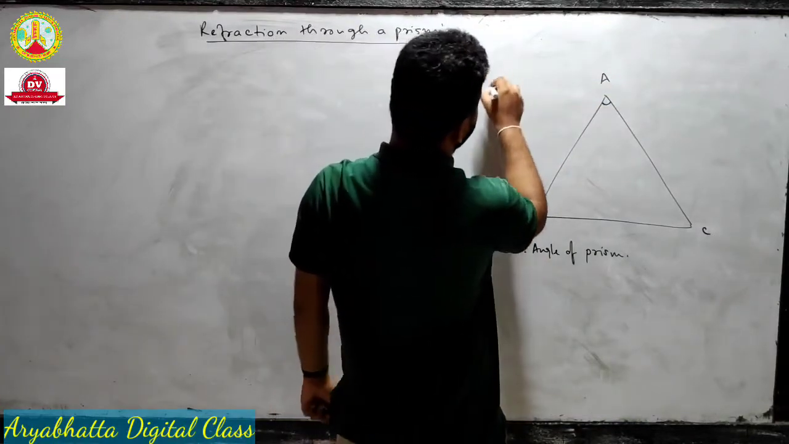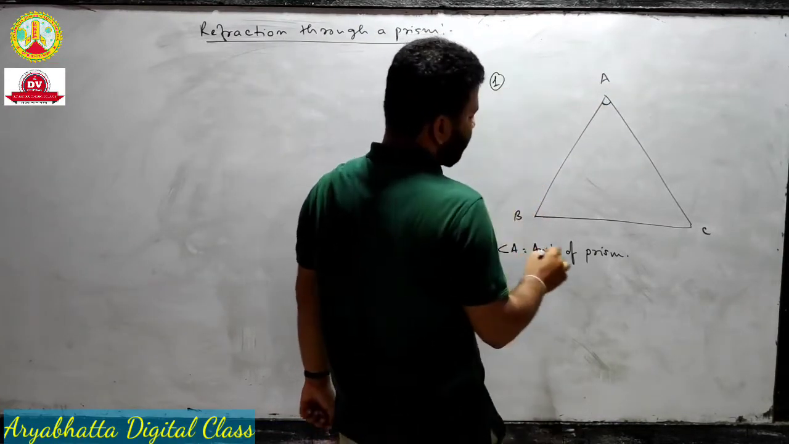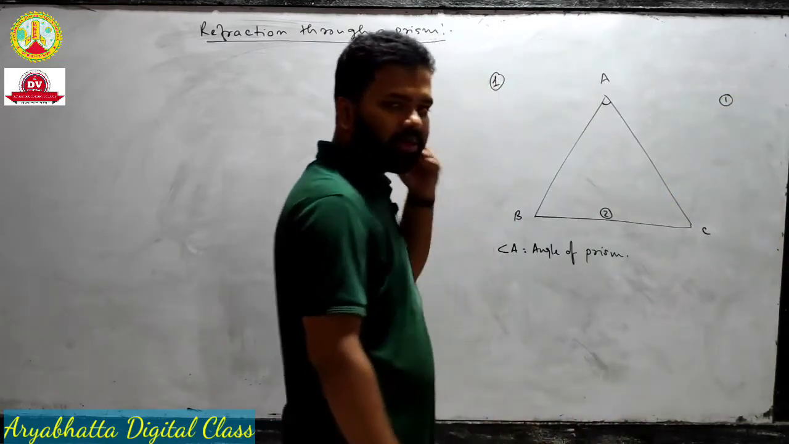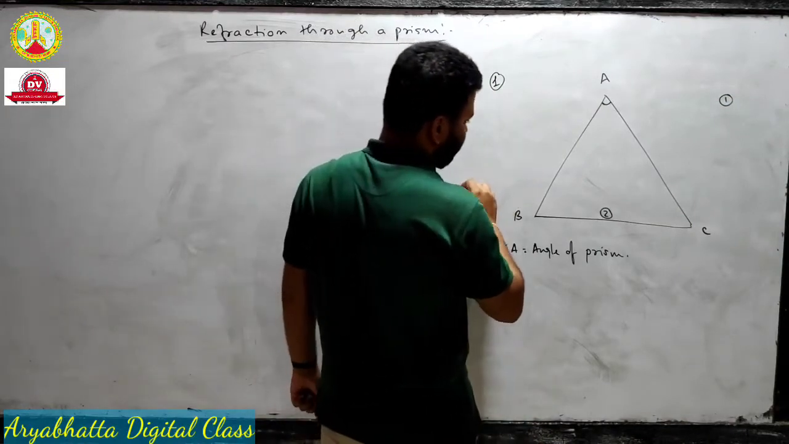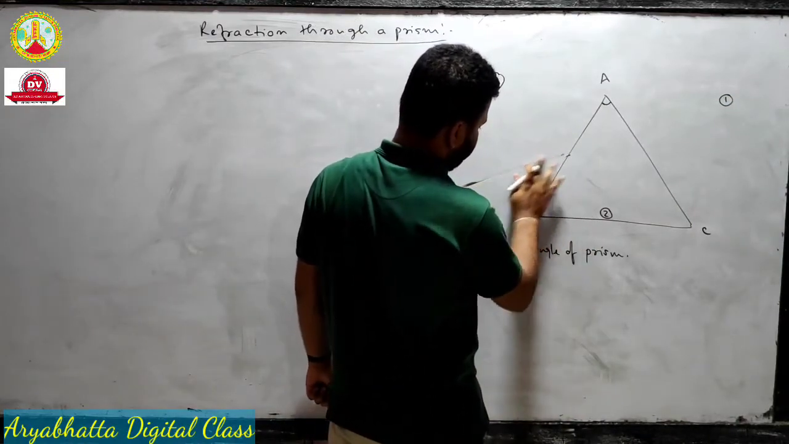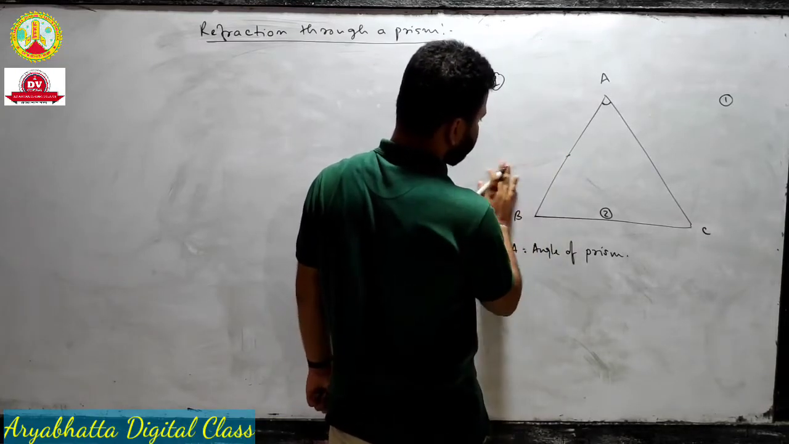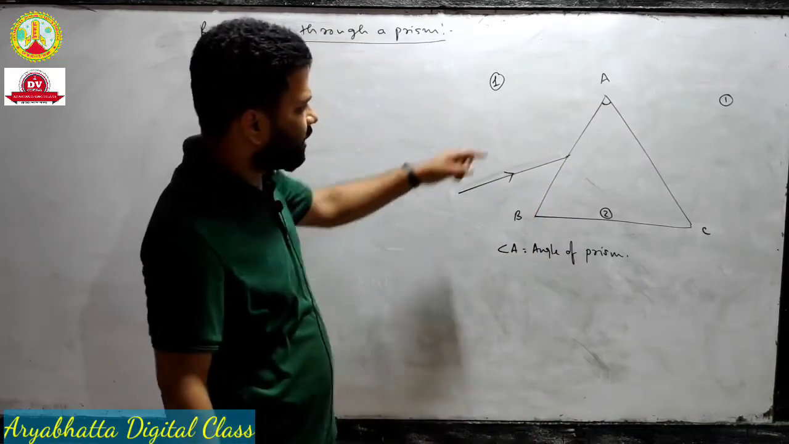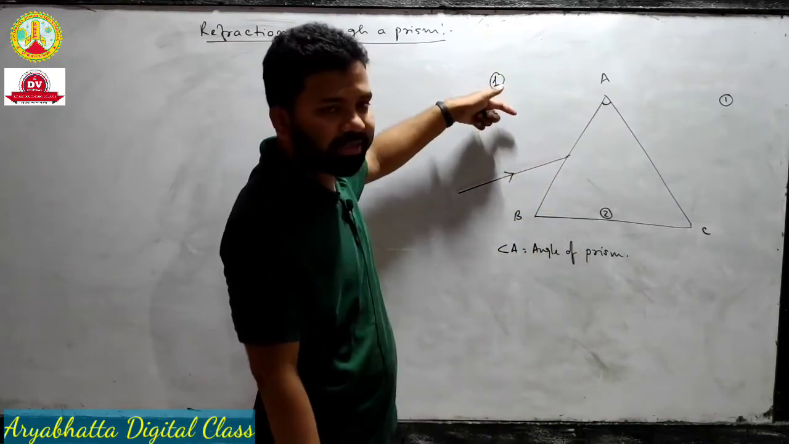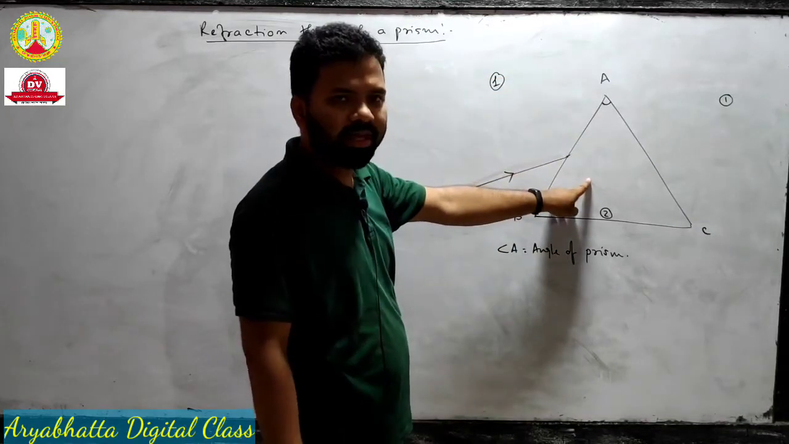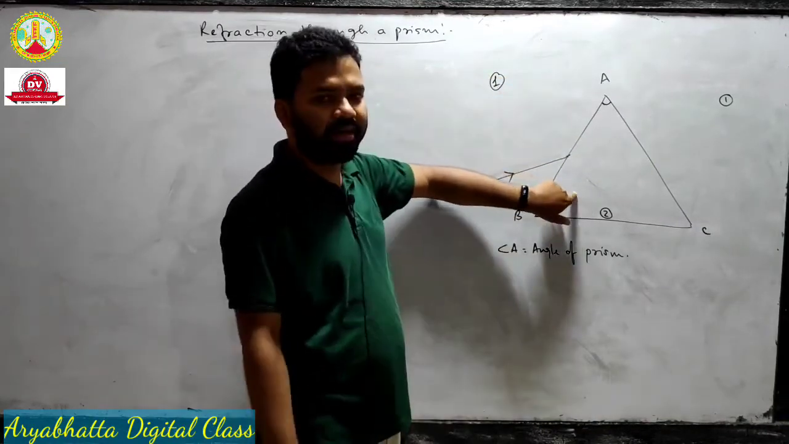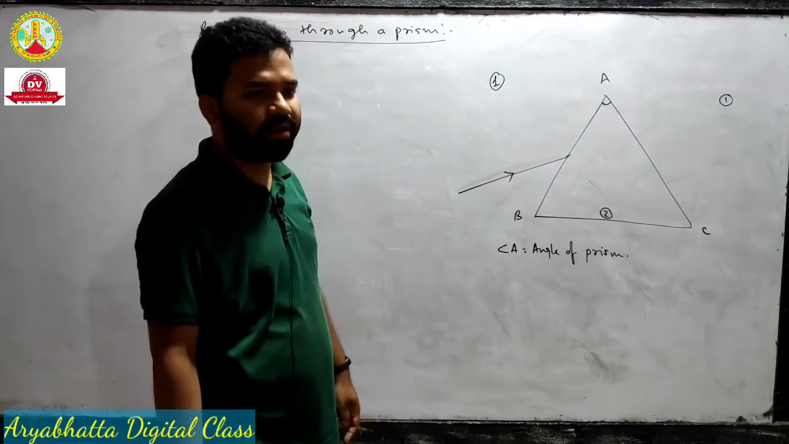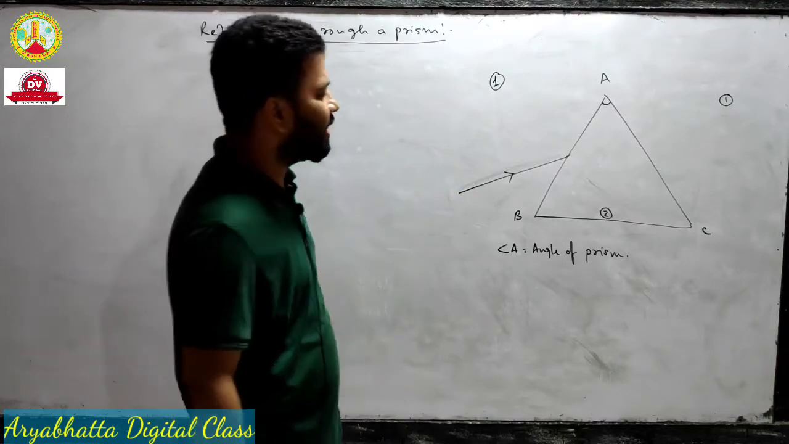Light will enter from air to glass, and then again from glass to air. So this one is medium 1, this one is medium 2, denser, and this one is again medium 1. Suppose this one is the incident ray from a light source. At this surface the light ray will enter from rarer to denser medium. When light goes from rarer to denser, the refracted ray will move towards the normal.